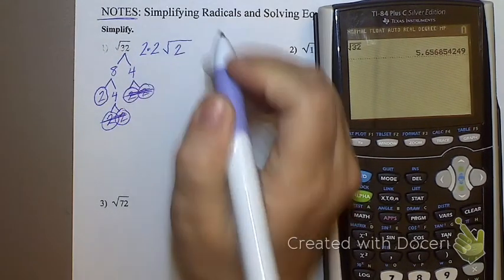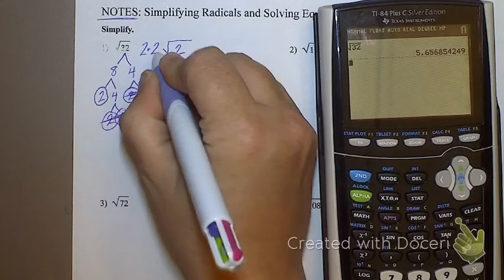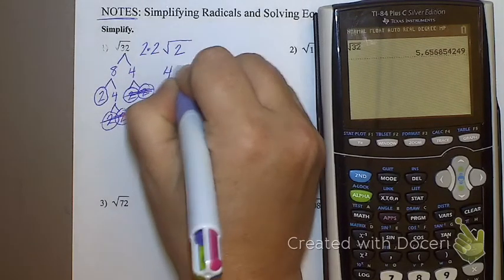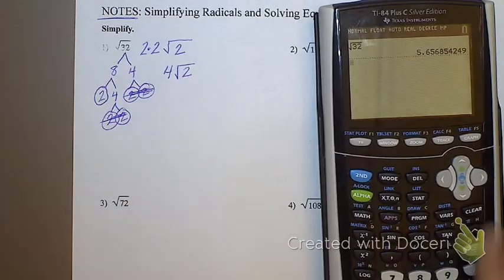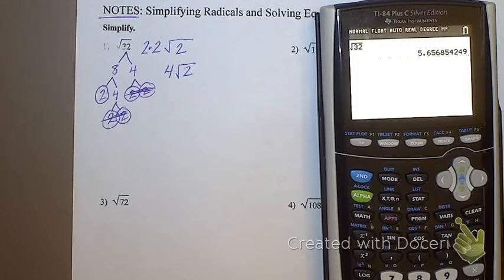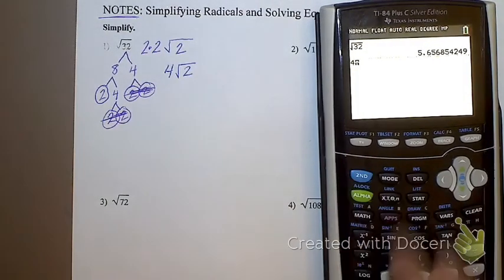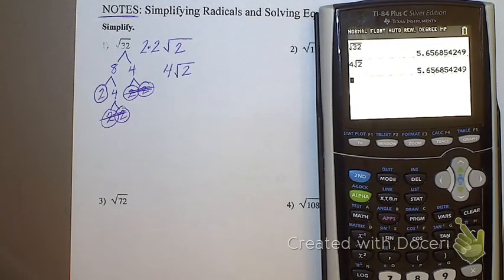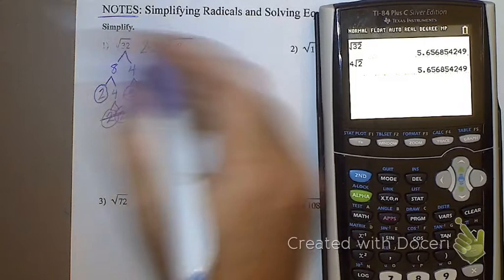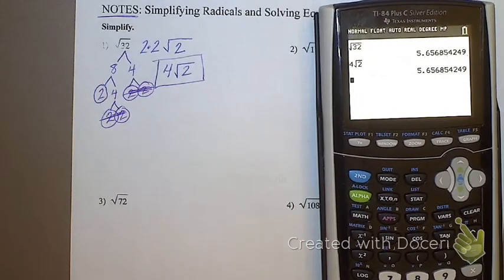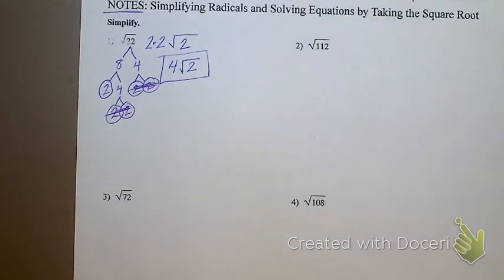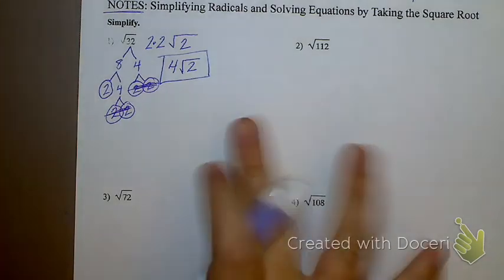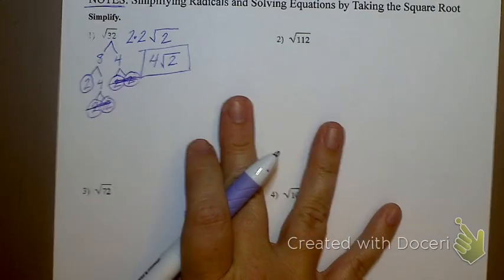So what do I have here? 2 times 2 outside, and 2 inside. 4 radical 2. Now watch this. When I go to my calculator and I press 4 radical 2, what do you notice? It's the exact same answer. This is just the simplified radical. Wow, that's interesting. Ooh, I like it. So that's what we're going to be doing here on the front side, just drawing these trees.